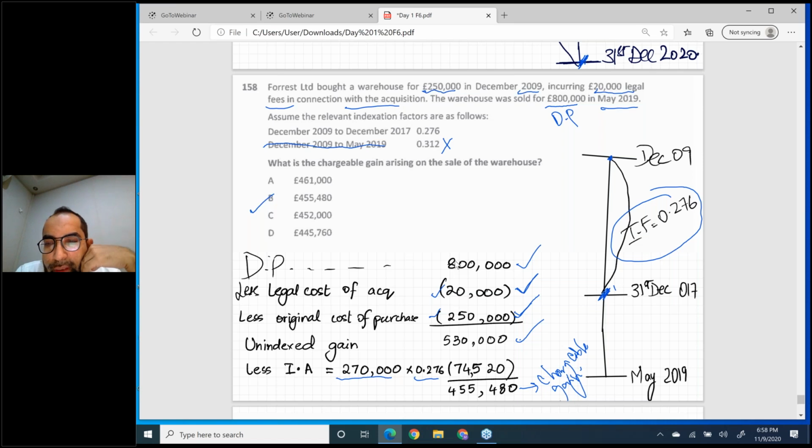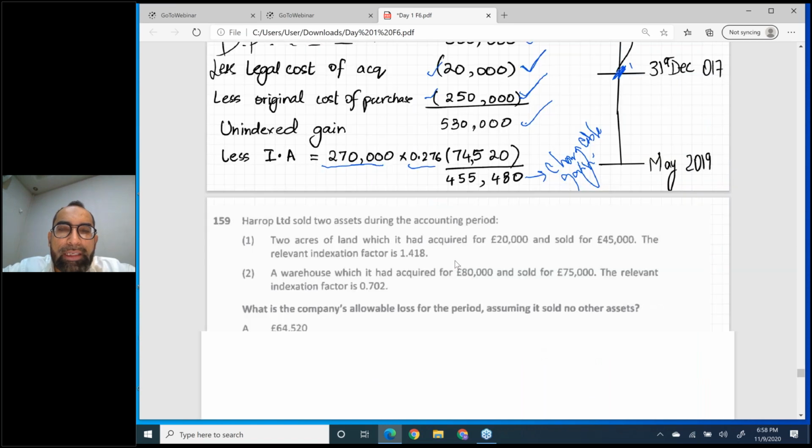Okay. Now only one MCQ is left. But take out your pen and write one line. I hope you studied this line before: indexation allowance cannot create or increase loss. Write this line on a page. I repeat, indexation allowance cannot create or increase loss.